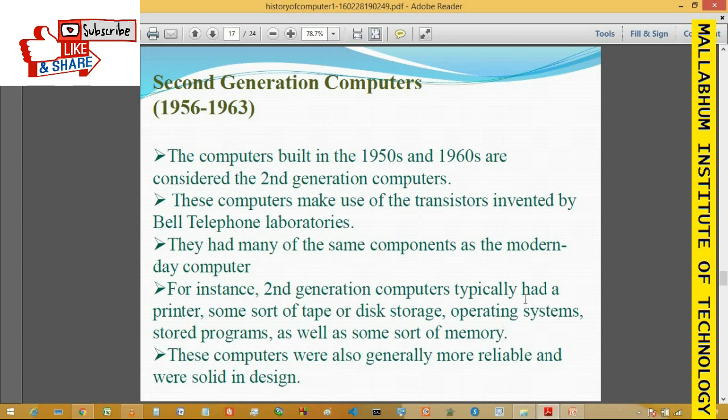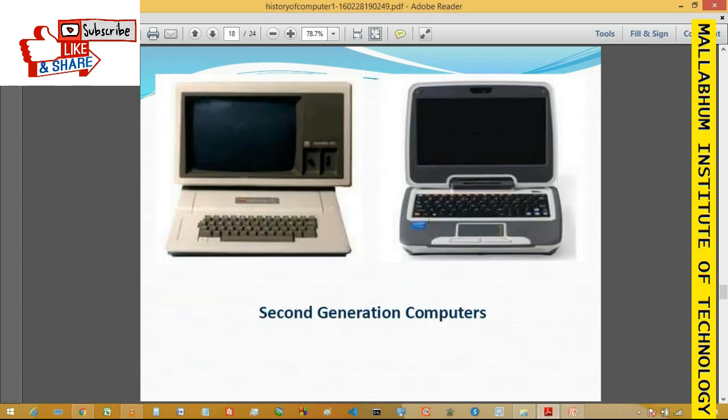And as the size of the transistor decreased, we can incorporate some sort of memory for stored programs from this generation of computers. This is also more reliable, the first solid state version of the computer. This is more stable than the first generation computer. These are a few examples of the second generation computer.